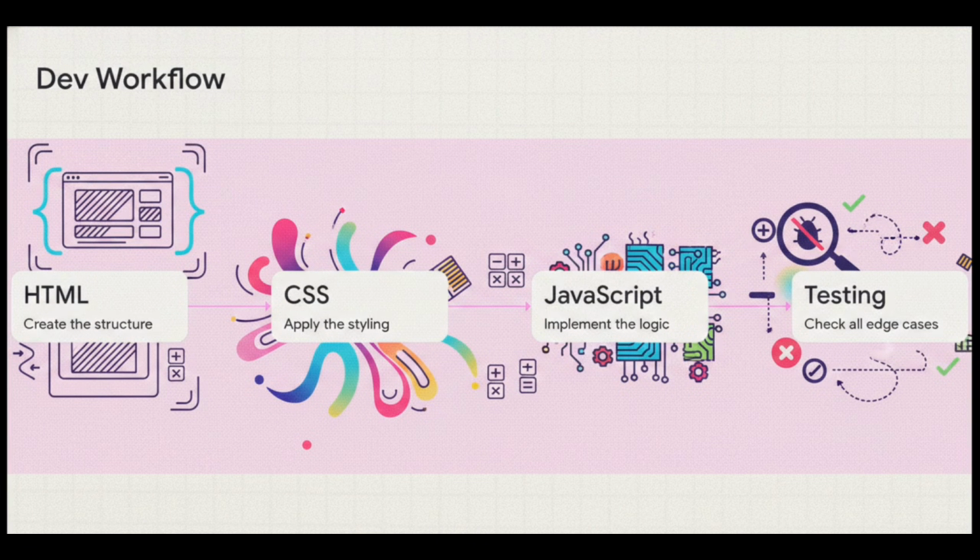And finally, step 4, thorough testing. We try different operations, we check edge cases, and we verify everything actually works. Remember, testing is just as important as coding. So many critical bugs are found during the testing phase, not the building phase.